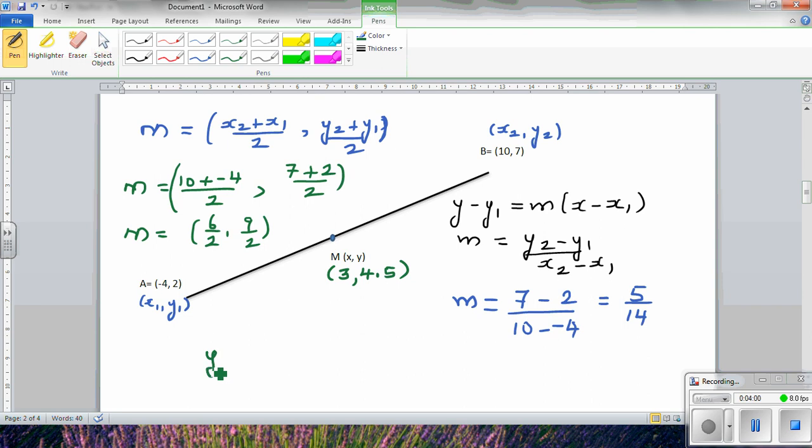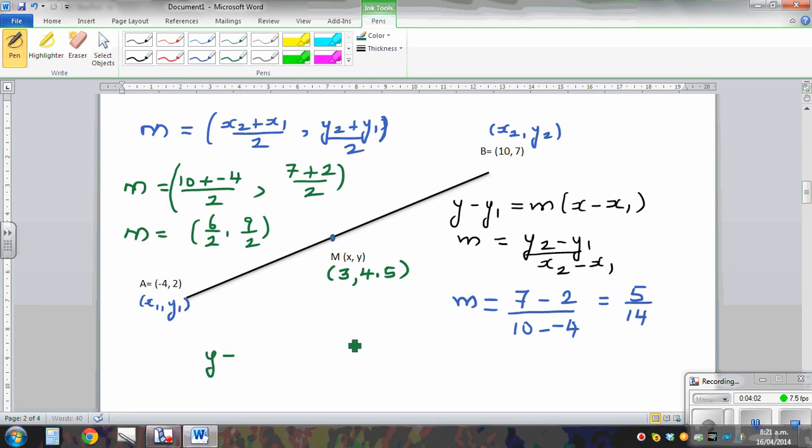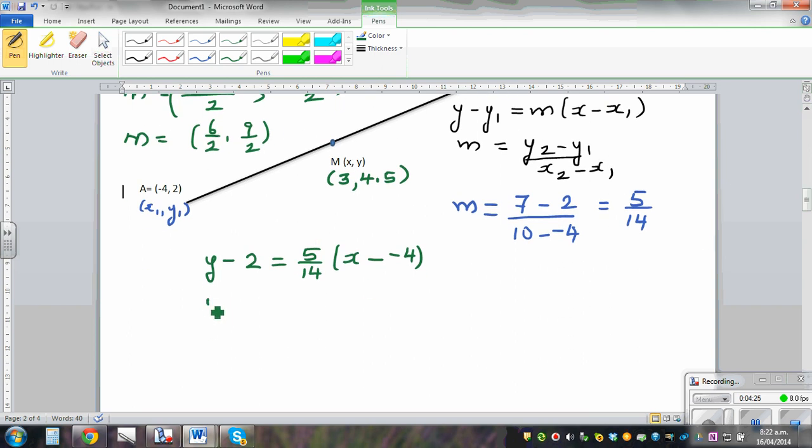We can say y minus y1, what is y1? 2, is equal to m, which is 5 over 14, times x minus x1, take away 4. Now you have to do a bit of algebra here. Let me scroll it up. This is where you have to be careful. So y take away 2 is equal to 5 over 14 times x, two negatives makes it positive, plus 4.